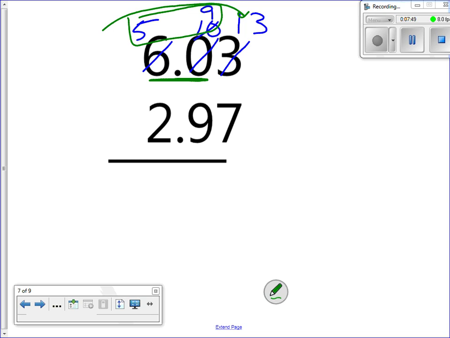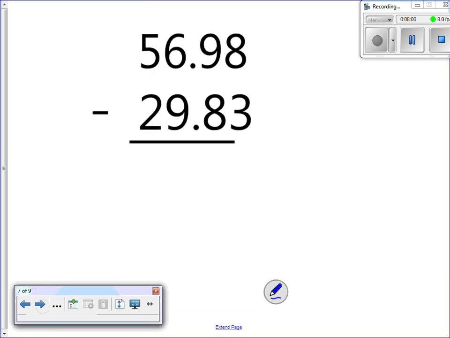I'm not trying to confuse you. Go ahead and borrow now. I got 13 minus 7. I've got my 6. I got 9 minus 9. I got a 0. 5 minus 2. I've got a 3. And the decimals move down.